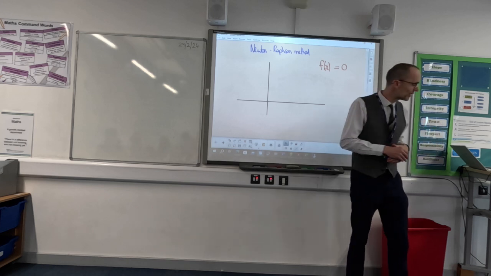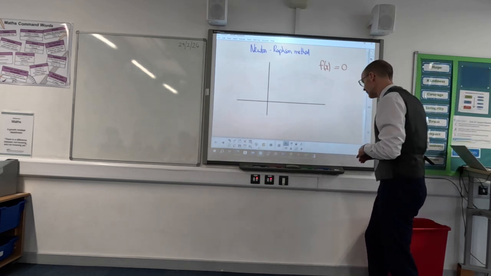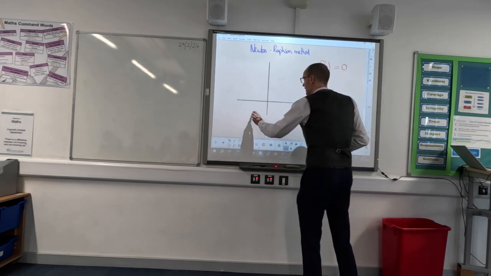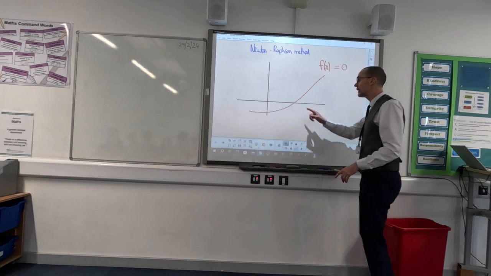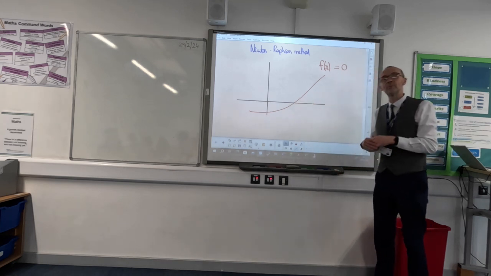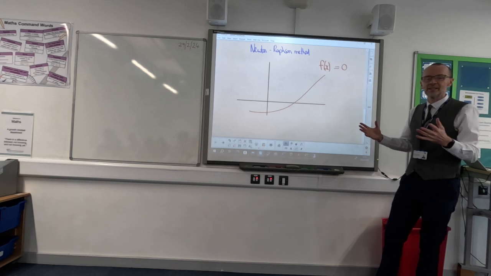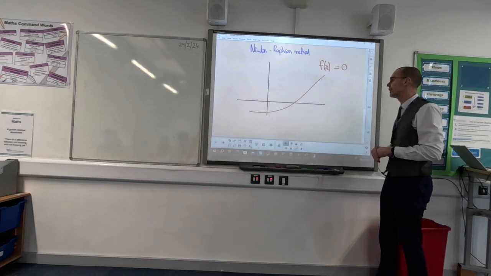So let's say we've got some function and we want to know when it equals zero, and we sketch it, and it looks like that. So we've clearly got a root here, a place where the graph equals zero, but we don't have the algebraic techniques up our sleeve to work out what that value is.